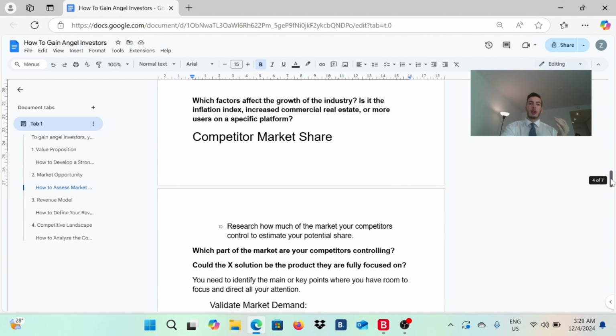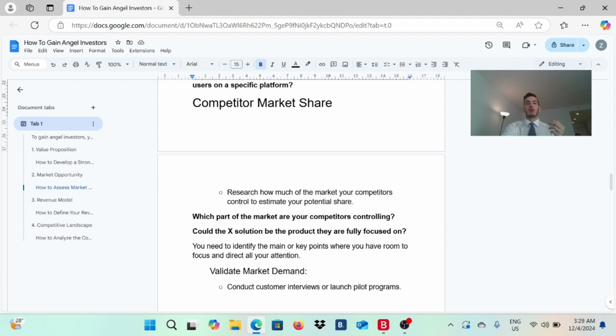At the same time, you also need to look at competitor market share. Research how much of the market your competitors control to estimate your potential share. Which part of the market are your competitors controlling?